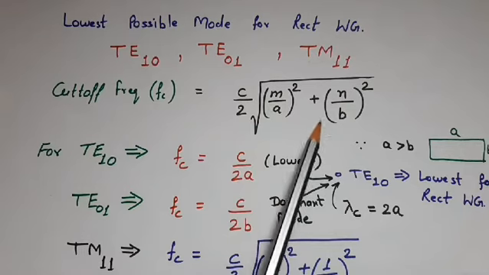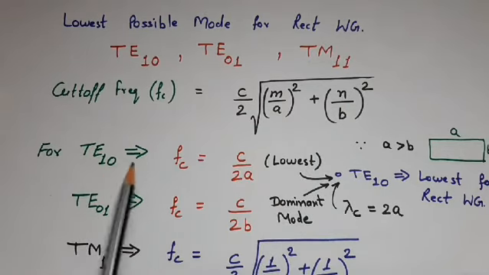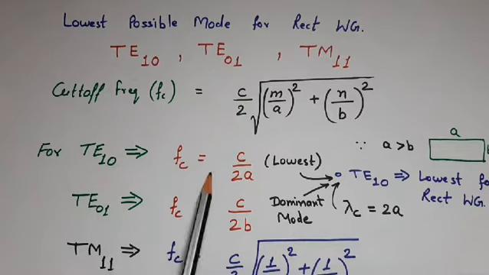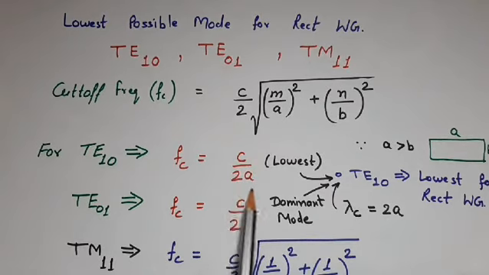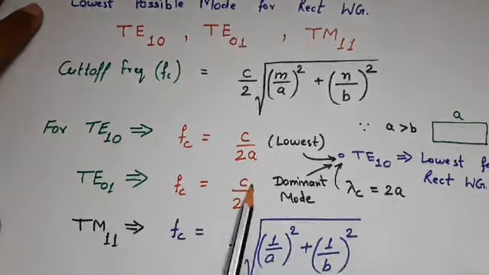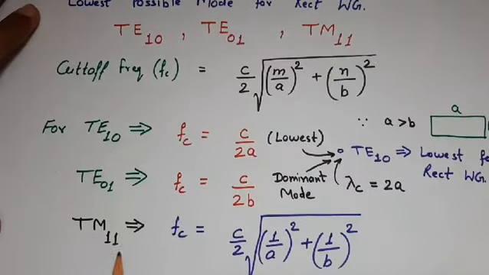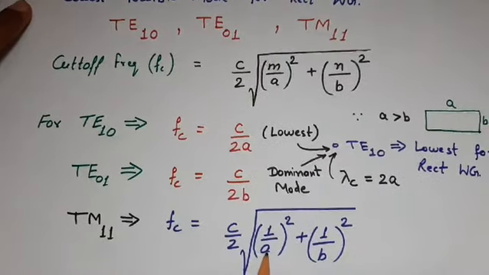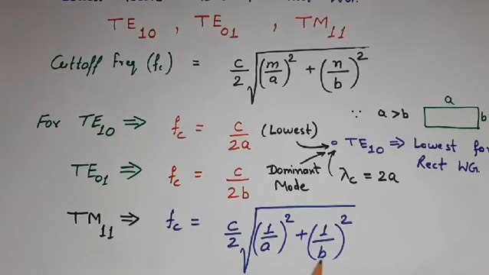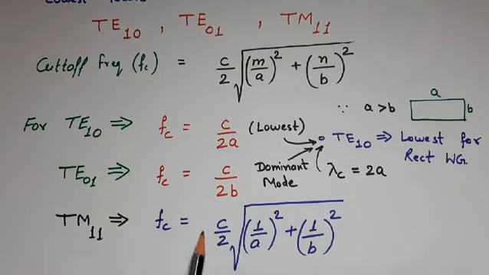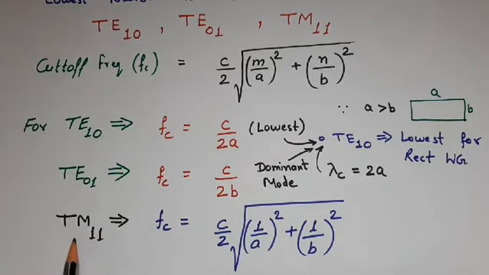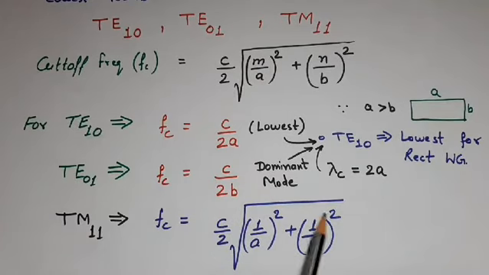If we check for TE10, then because n is equal to 0, it becomes c by 2 into m upon a. And because m is equal to 1, it becomes c upon 2a. Similarly for TE01, it becomes c upon 2b. And for TM11, it becomes c by 2 into the square root of (1 upon a) whole squared plus (1 upon b) whole squared. If we compare all of these three expressions, then the cutoff frequency corresponding to TM11 is obviously greater than both of the others.